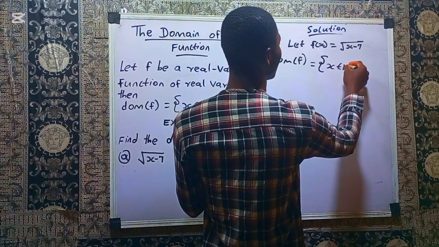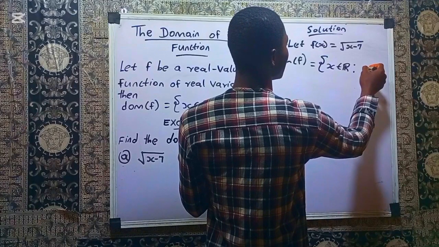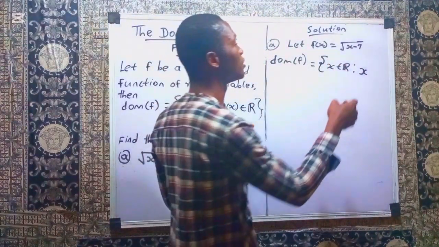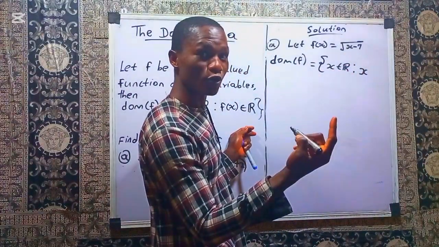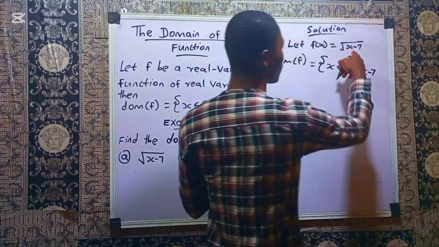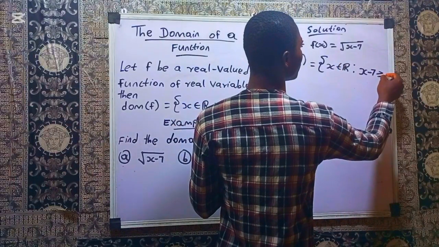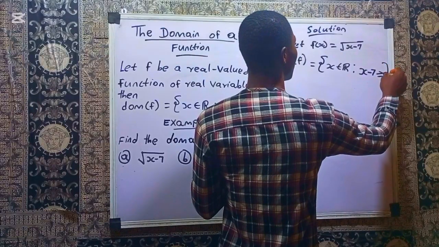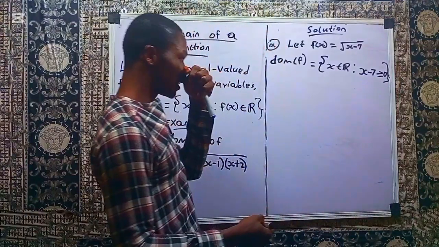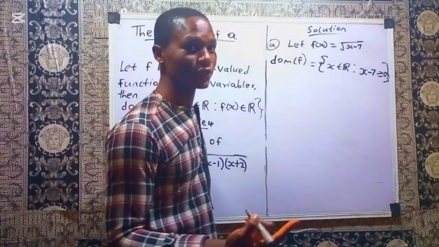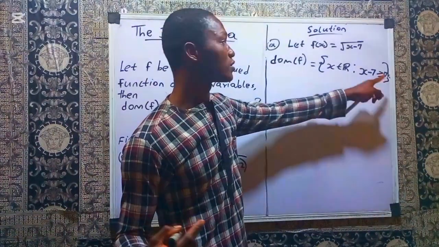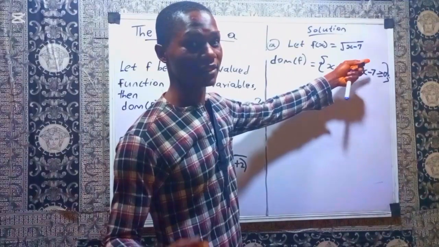x elements of real numbers, such that what is inside the square root is what? X minus 7. This expression should either be 0 or something greater than 0. So it should be 0 or positive. So this quantity x minus 7 should be 0 or a number greater than 0. It shouldn't be negative, right? In mathematics, if we want to say that something is positive, we put greater than 0. But I'm putting greater than or equal to 0 because we have square root of 0 as well. That's from 0 upwards.